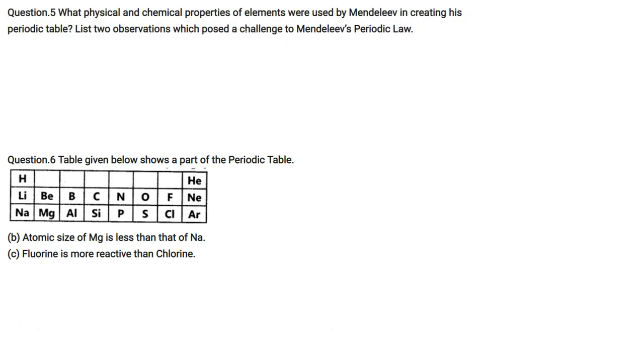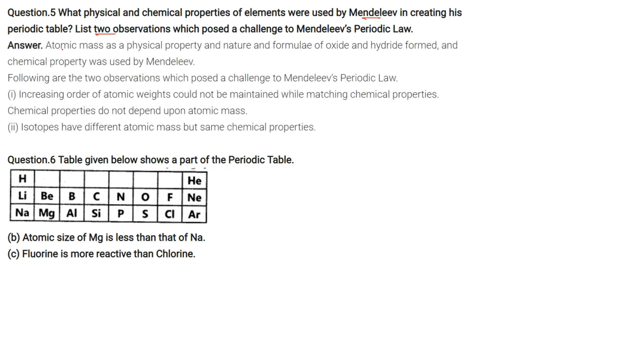What physical and chemical properties of elements were used by Mendeleev in creating his periodic table? You have to list two observations which posed a challenge to Mendeleev's periodic law. So atomic mass is the physical property, and for chemical property, the nature and formula of the oxides and hydrides being formed is the chemical property which is used by Mendeleev.